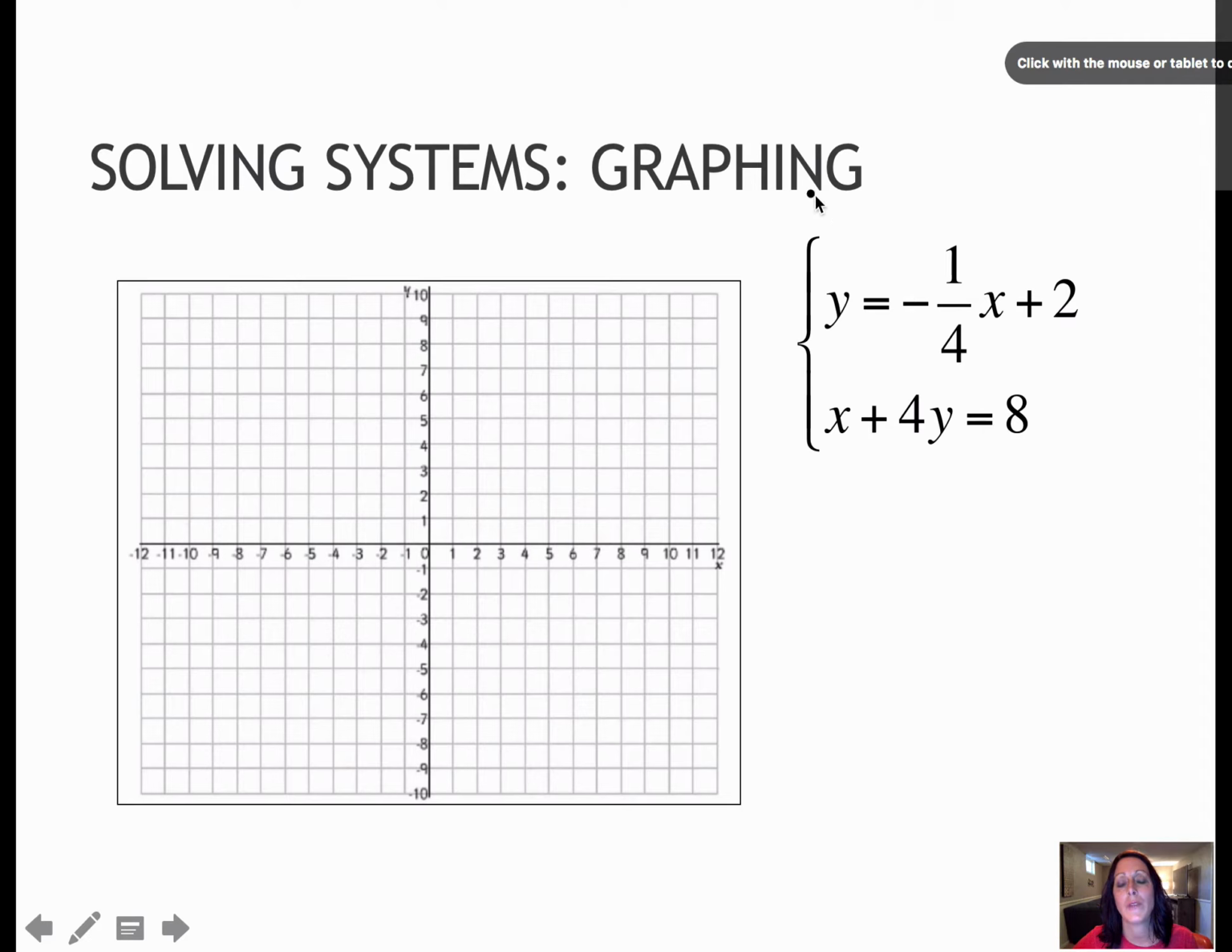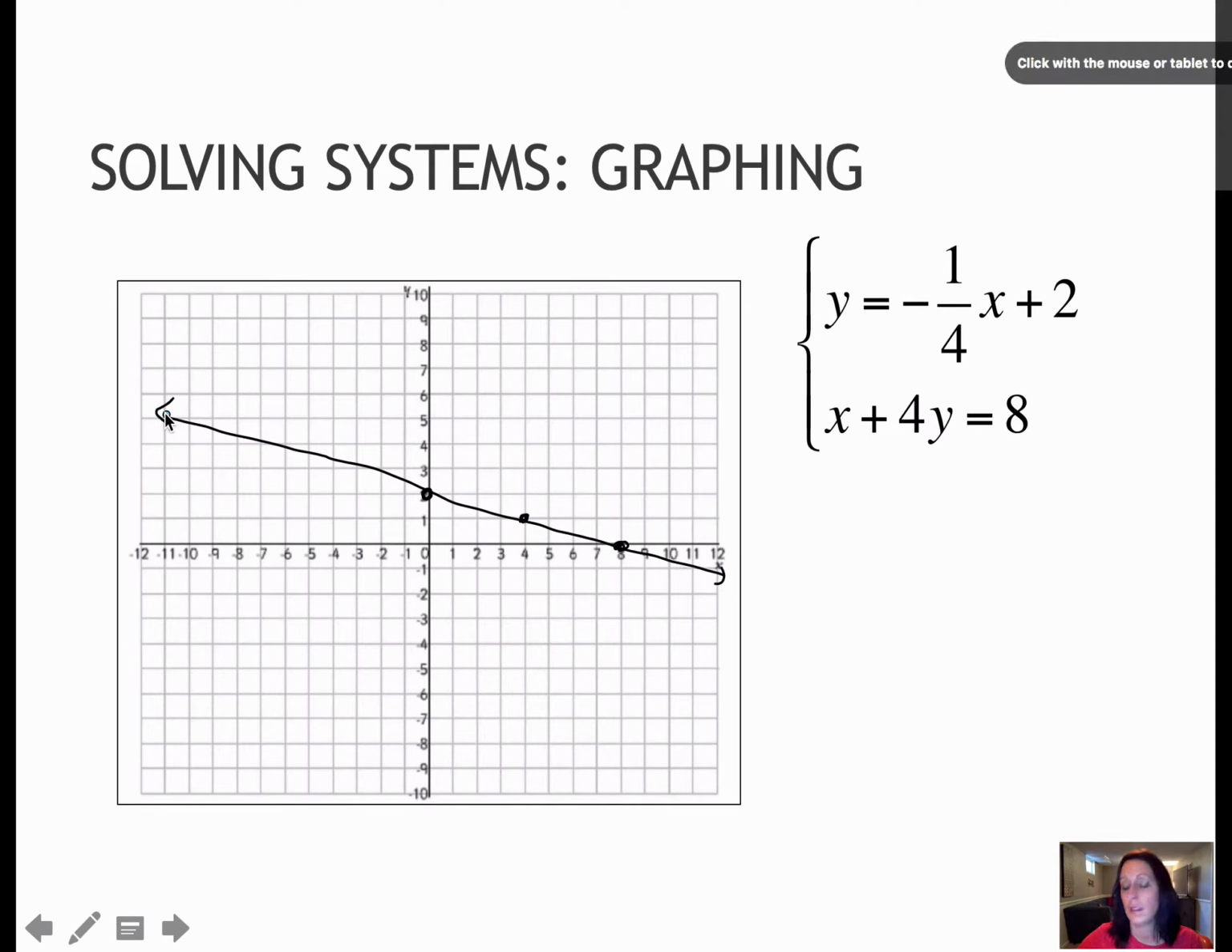For my last one for graphing, again, this one I would start at +2. My slope is -1/4. Remember, when there's a negative, we either put it on top or on bottom, but not both. So it'd be down 1 to the right 4 as many times as I need to.